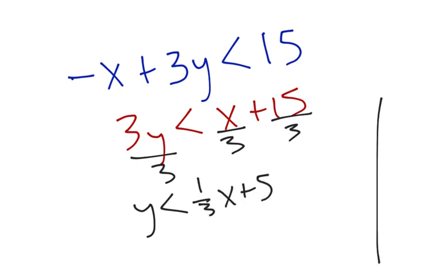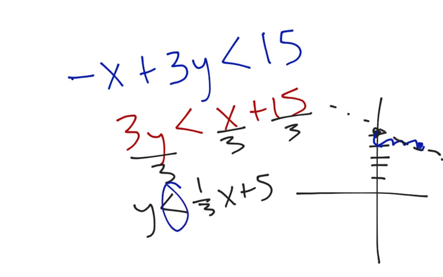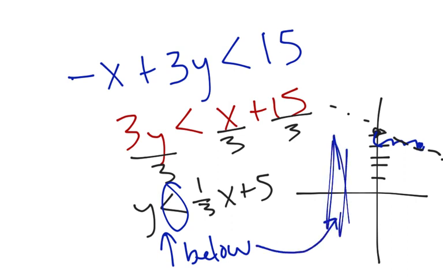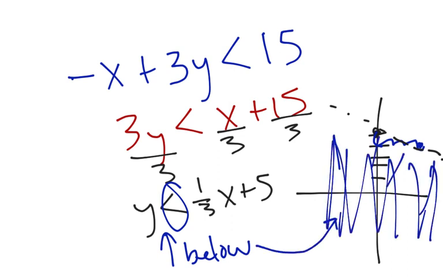So if I was to graph, I would start at 5, put a dot, and then I would go down 1, right 3, and have my second dot. This one again would be a dashed line instead of solid, so I would draw in my dashed line, and this time it's flooding because y is below. Below means that you shade below, like it's a flood, so you shade below the line.